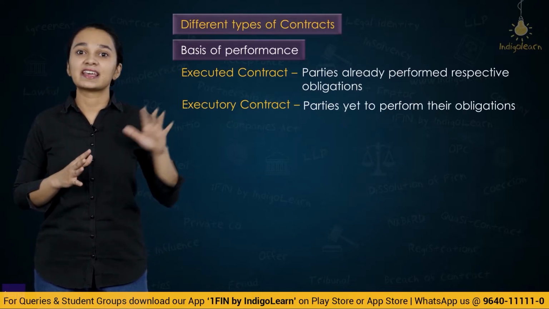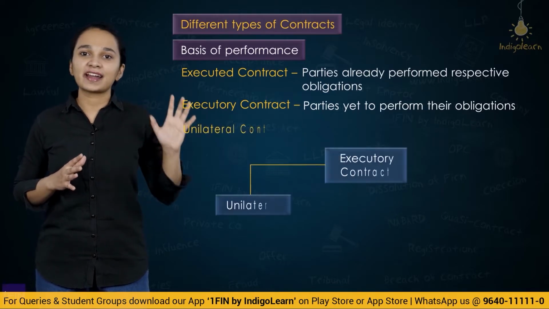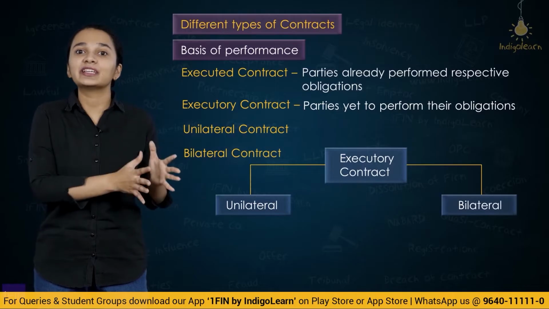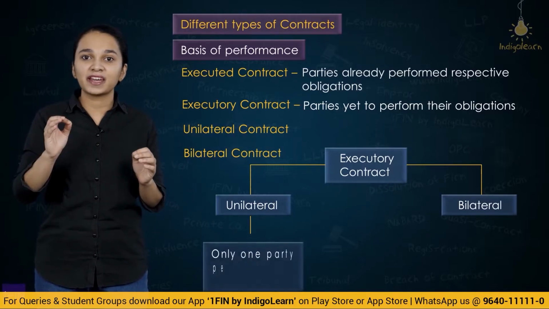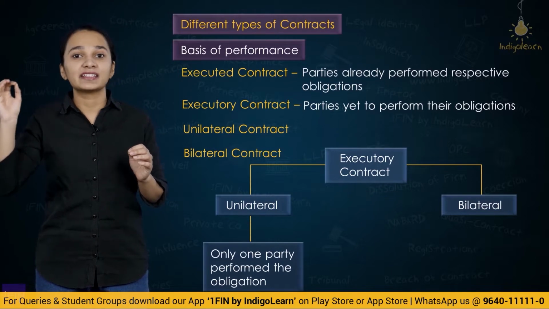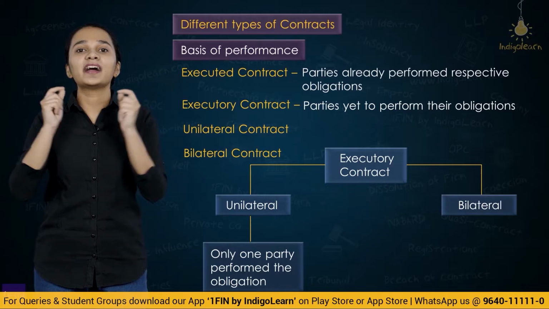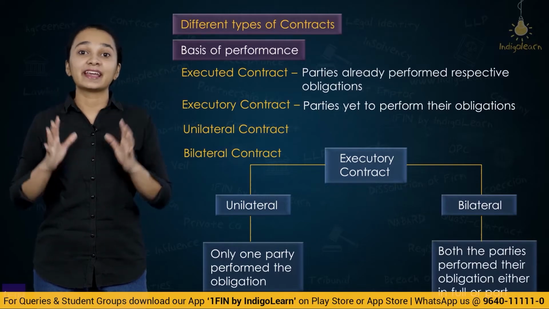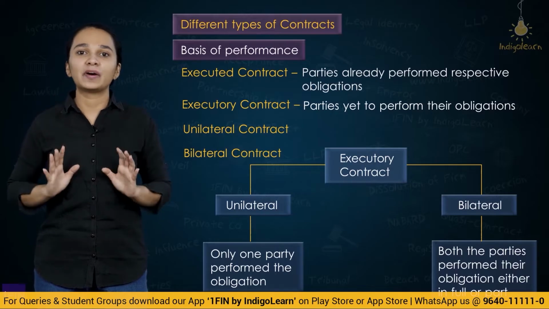respective obligations. Executory is further divided into unilateral contract and bilateral contract. Unilateral is where one party has performed their respective obligation but the other party is yet to perform, and bilateral is where both the parties are yet to perform their obligations either in full or in part.